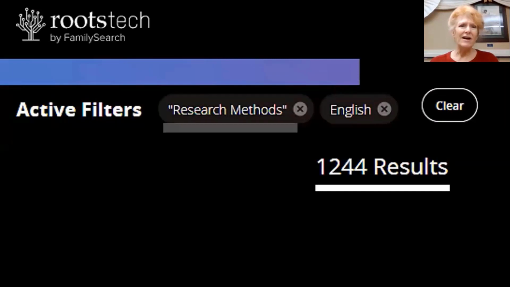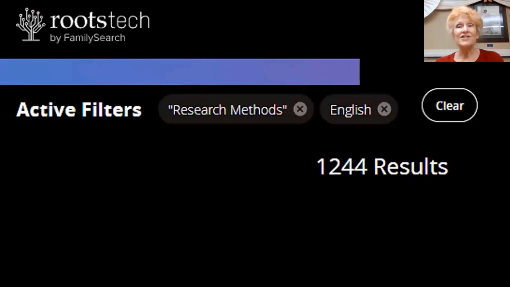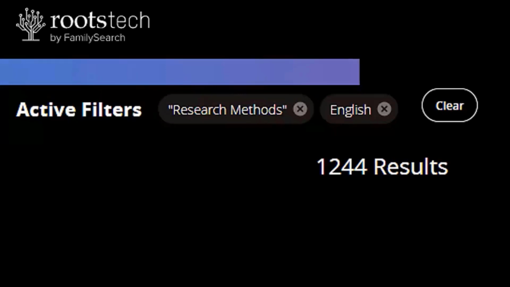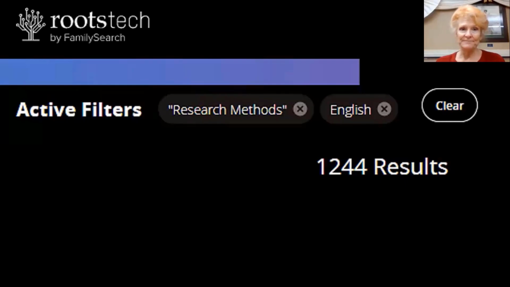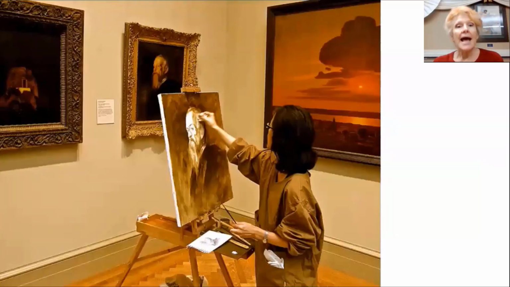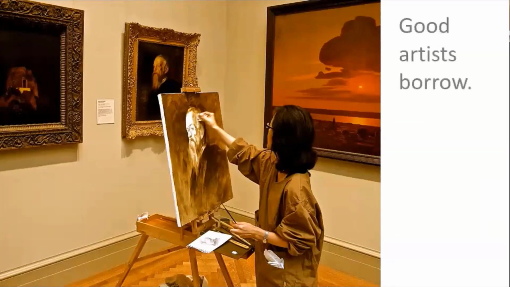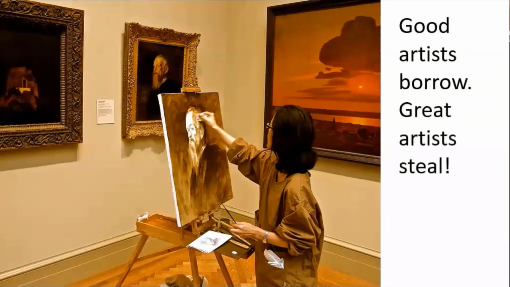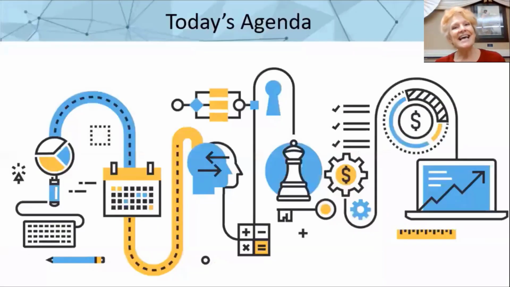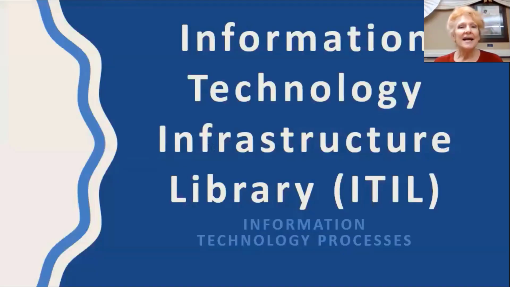You can find 1,244 videos on genealogy research methods alone at RootsTech. As well, we are not limited in the processes we will cover today to genealogical. You can find those anywhere. As expert artists say, good artists borrow, great artists steal. Today, you will hear lots of processes to borrow from and a few worthy to steal. Before we look at what a process is, let's learn where the definition comes from.